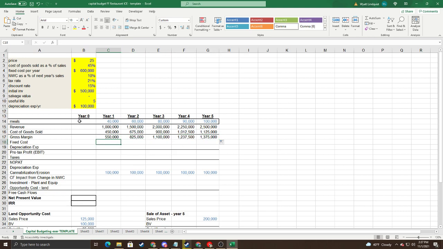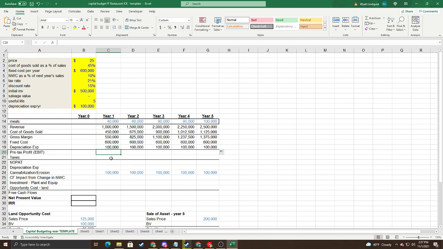Now our fixed costs per year will just equal B4. Once again, F4 to make it always the same, and copy it all the way across. Our depreciation expense, once again, is another thing that is fixed, so we're just going to F4 that one as well and copy it across to all of the cells.